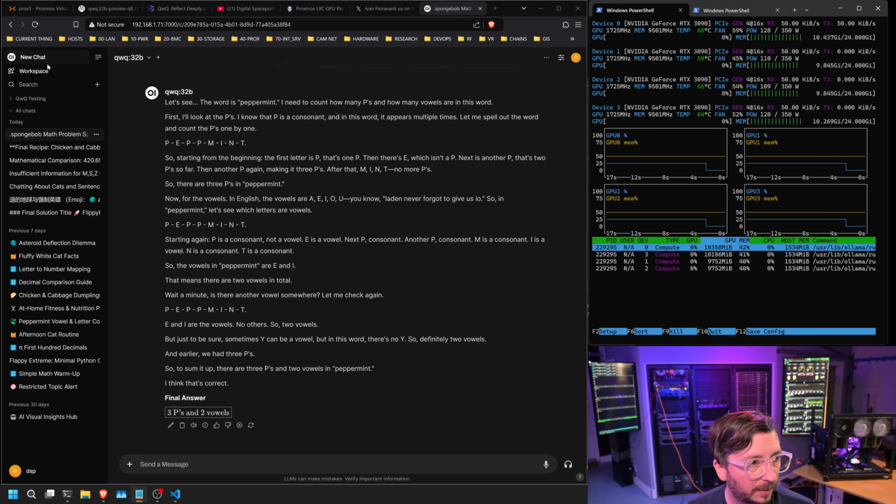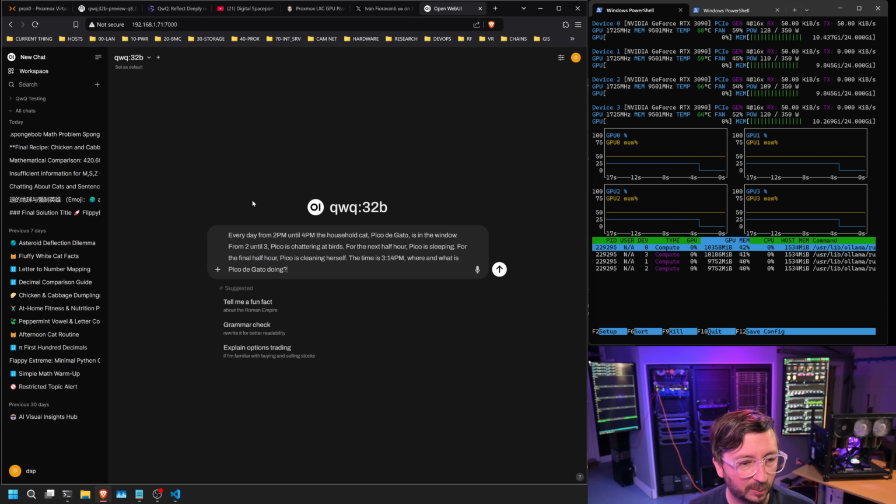Next, we're moving on to a little bit of calendaring and reasoning, and this is every day from 2 p.m. to 4 p.m. The household cat, Pico de Gato, is in the window. From 2 to 3, Pico is chattering at birds. For the next half hour, Pico is sleeping. For the final half hour, Pico is cleaning herself. The time is 3:14 p.m. Where and what is Pico de Gato doing?